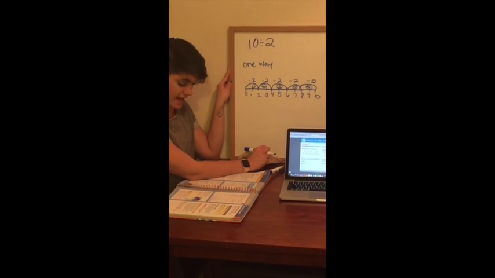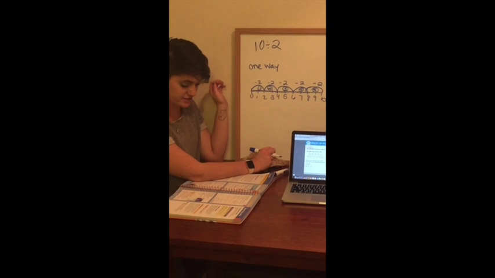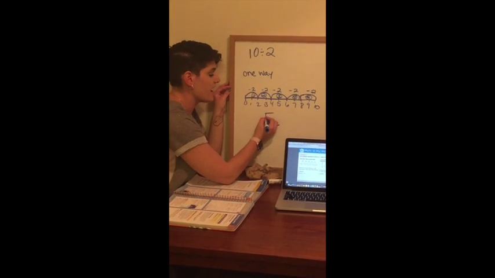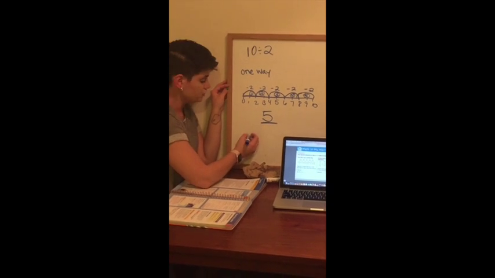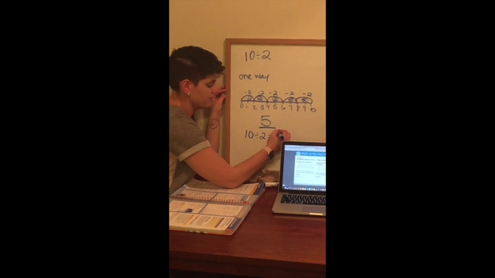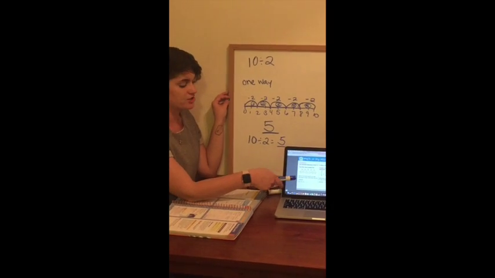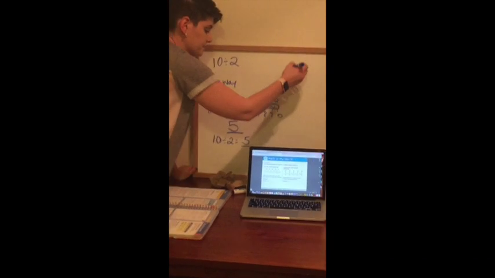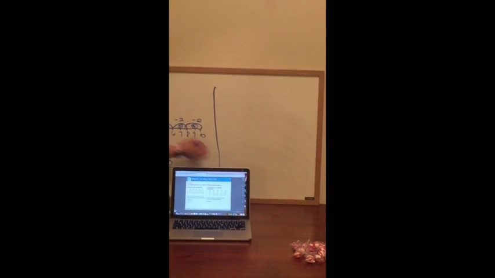When I started at 10, I counted back by 2s until I reached 0. How many times did we subtract? We subtracted 5 times. So 10 divided by 2 equals 5. We should be writing both of our 5s. Another way is to use repeated subtraction.